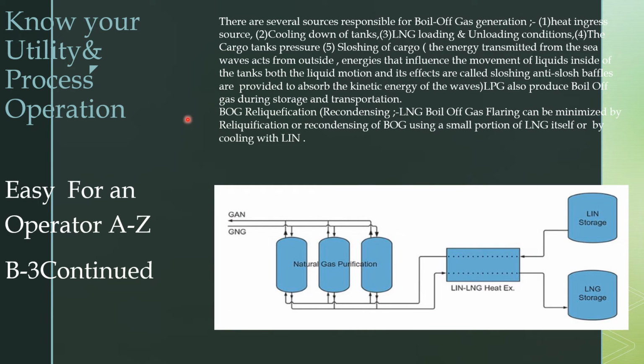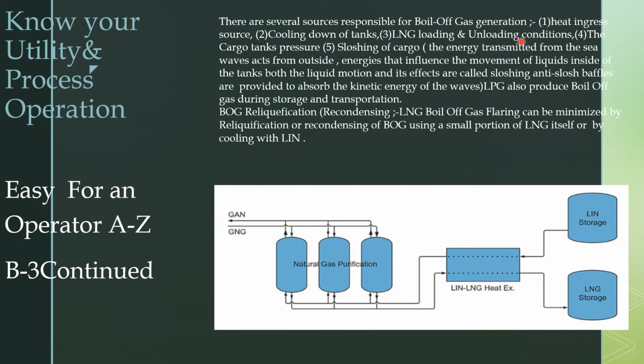In the previous slide we have seen about the boil off gas and boil off gas liquefaction. Now we can see the reasons for boil off gas generation. There are several sources responsible for boil off gas generation. The first one is heat ingress due to insulation failure or some gap in insulation. Second one is cooling down of tanks. When cooling down is done in the offshore or any unit using the LNG, boil off gas will be produced.